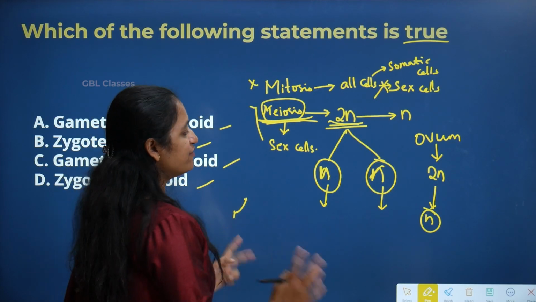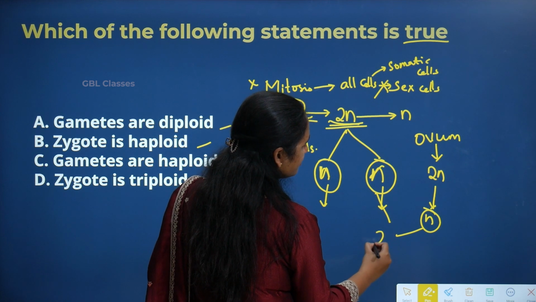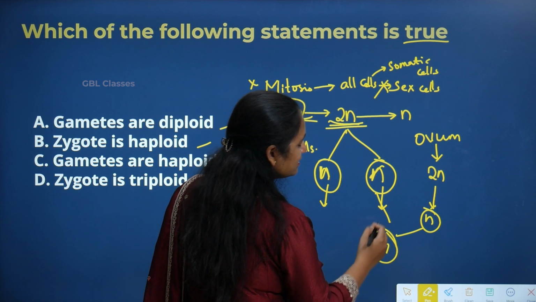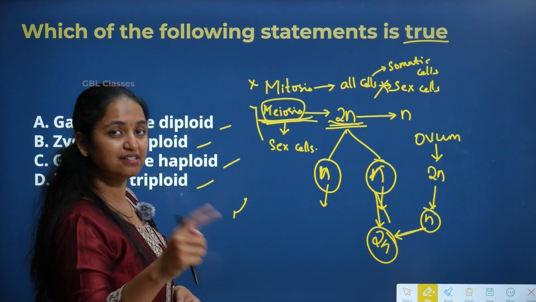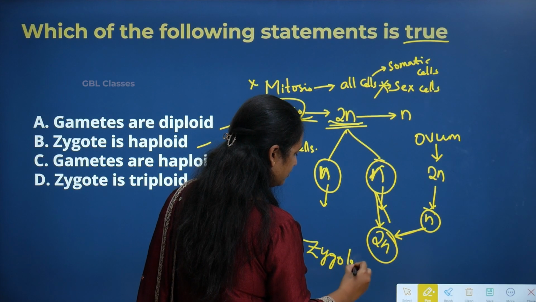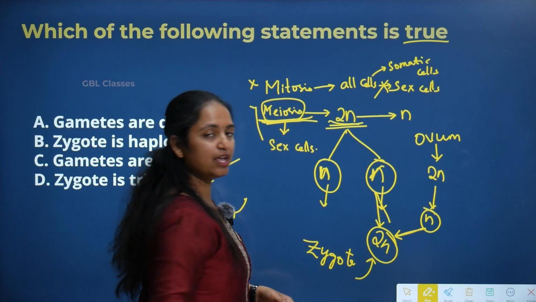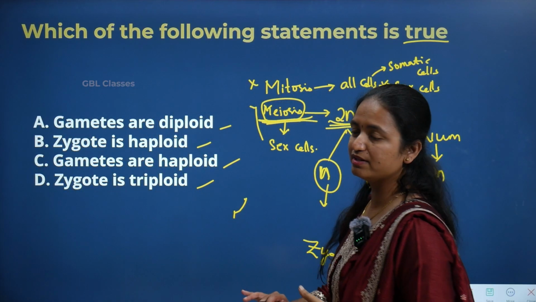During fertilization, the male and female gametes fuse and form 2n. This fusion of male and female gametes is called fertilization and the result is called a zygote. Now the ploidy of the zygote will be 2n. Remember these points. Now look at the options again.